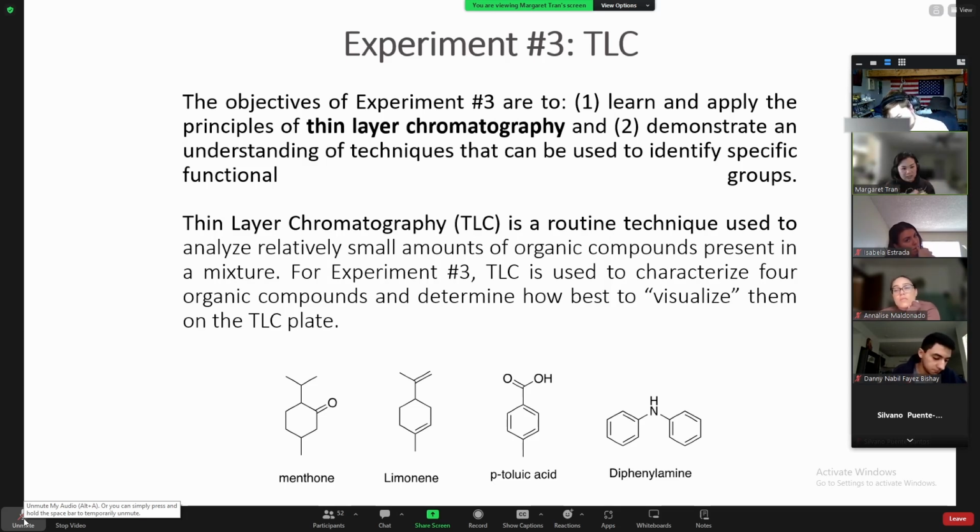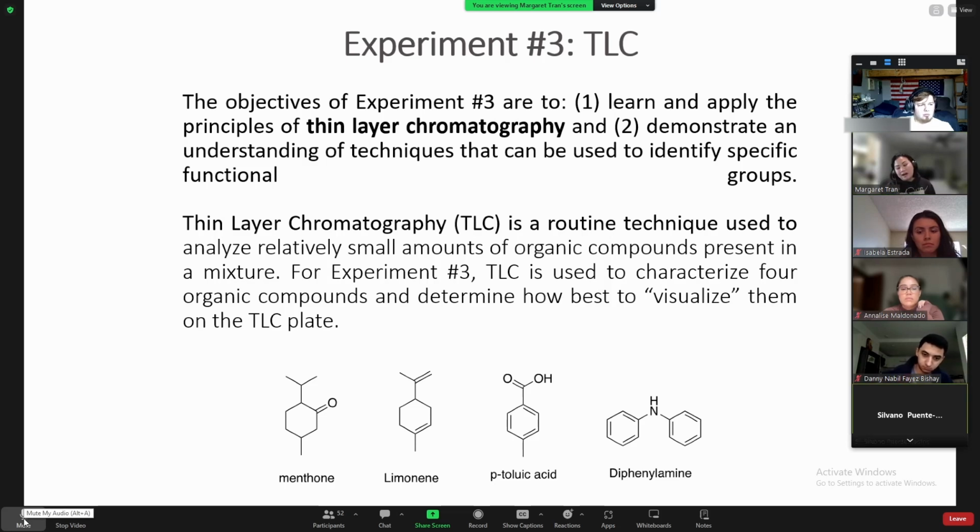Basically, an introduction of all the techniques that we use. All right, so for TLC, we have menthone, limonene, p-toluic acid, and diphenylamine. When we go ahead and do TLC, which one is going to have the highest RF? In theory, not what we had in lab, okay? In theory, which one is going to be the highest RF? What did you say? Limonene.